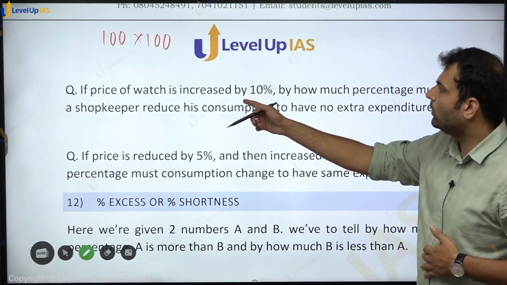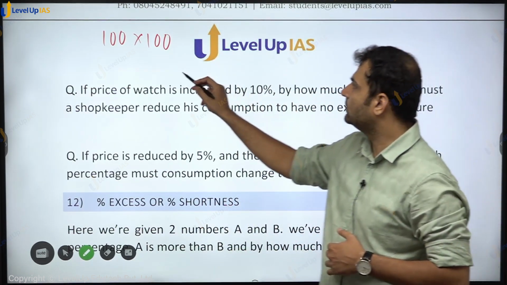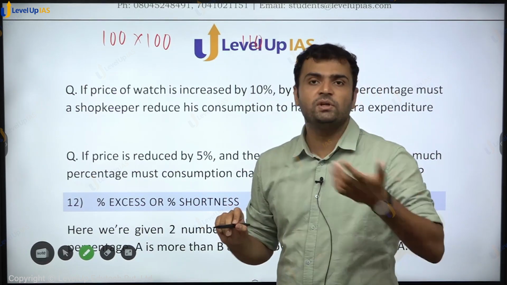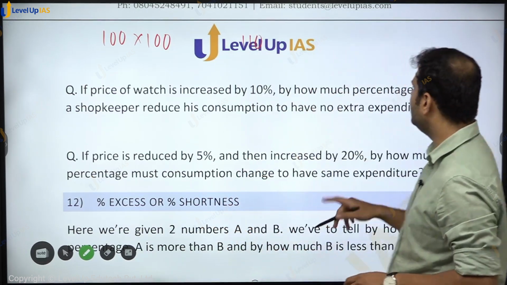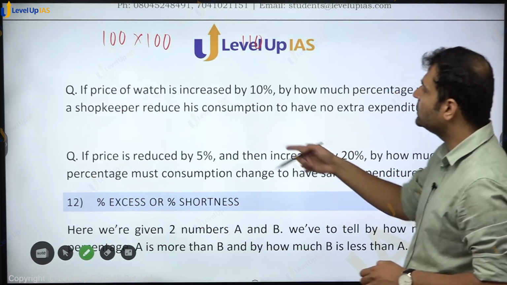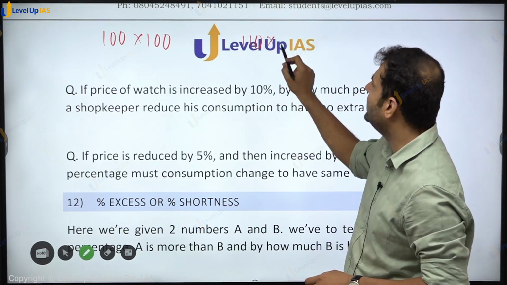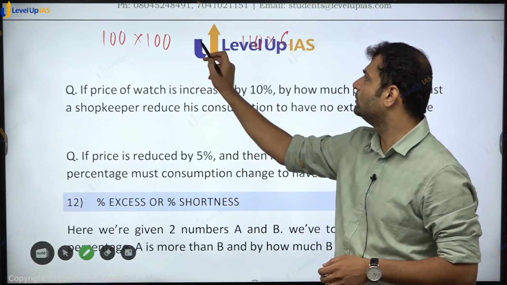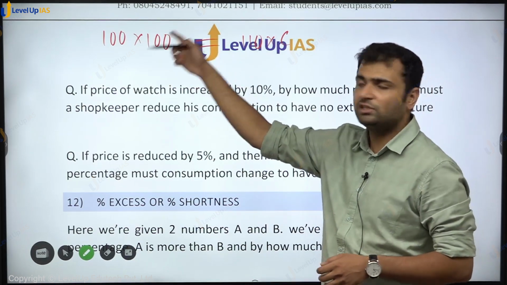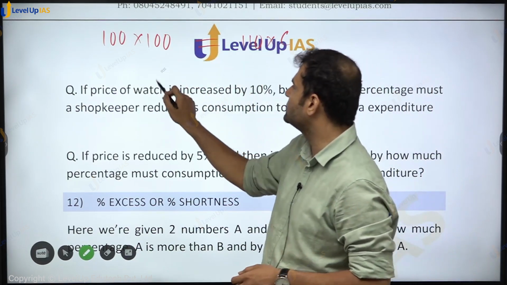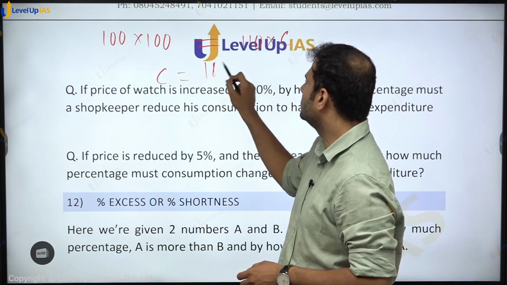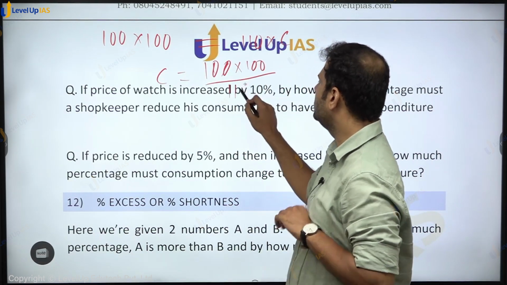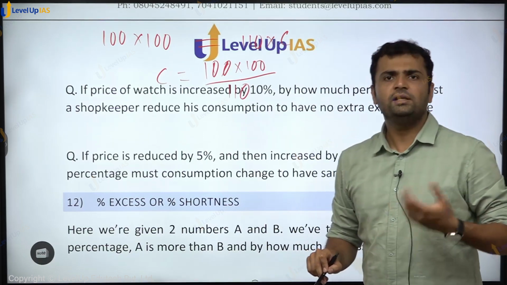Now watch price is increased by 10%. So price increases by 10%. So new price is 110. Now we want to find out by how much percent he reduces his consumption. So let his new consumption be some C. Fine. अब क्या पता है हमें? This is equal to this old expenditure is equal to new expenditure. So new consumption क्या होगा? 100 into 100 divided by 110. Right? This will be the new consumption.